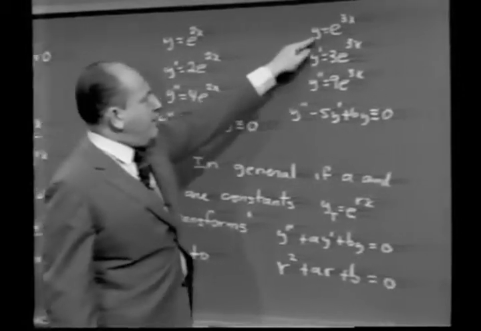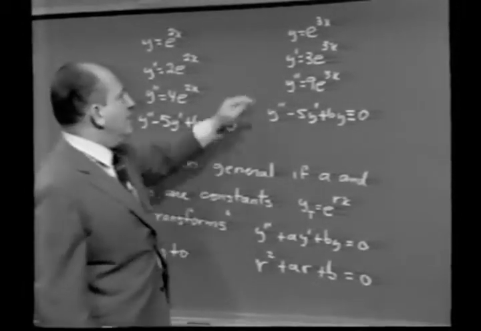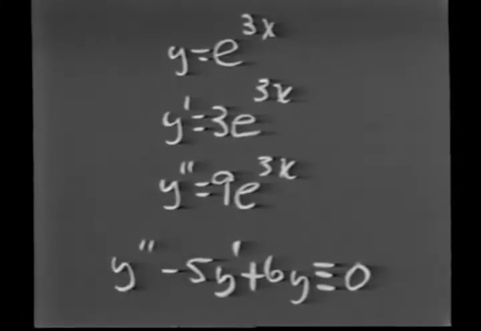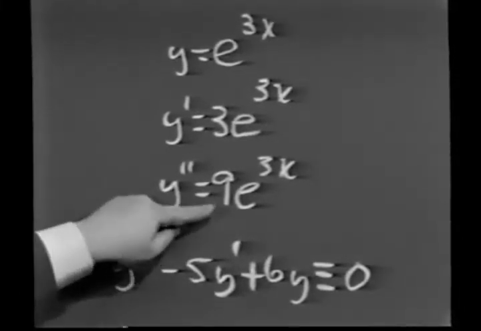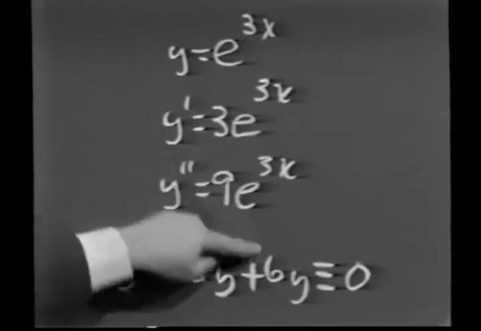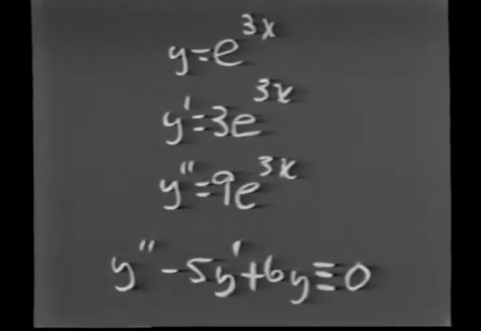In a similar way, checking out y equals e to the 3x, we get y prime is 3 e to the 3x, y double prime is 9 e to the 3x. Therefore, 9 e to the 3x minus 15 e to the 3x plus 6 e to the 3x is again identically 0. And again, you see what this powerful technique is.